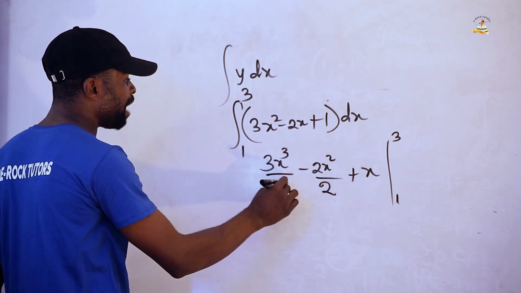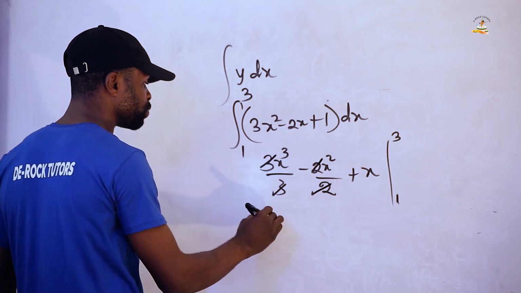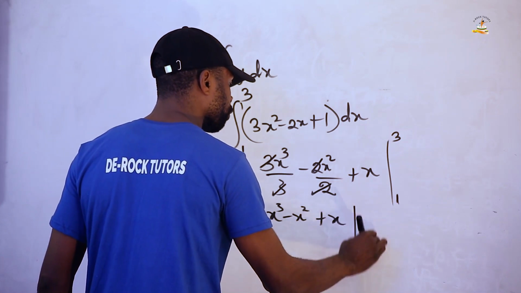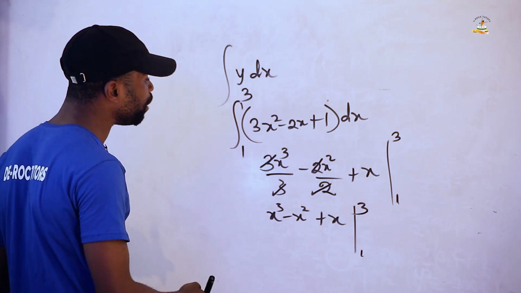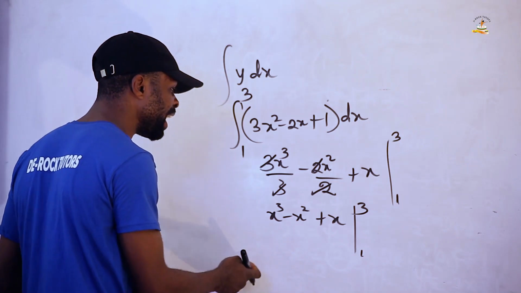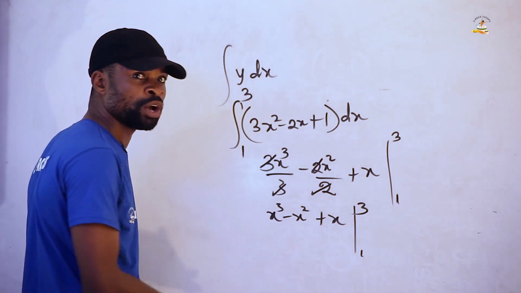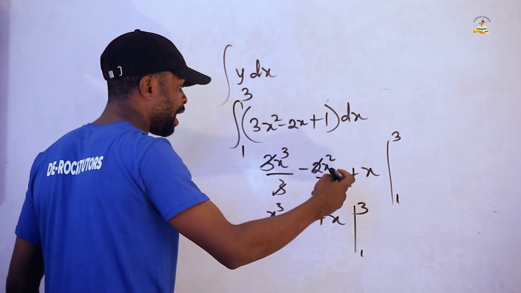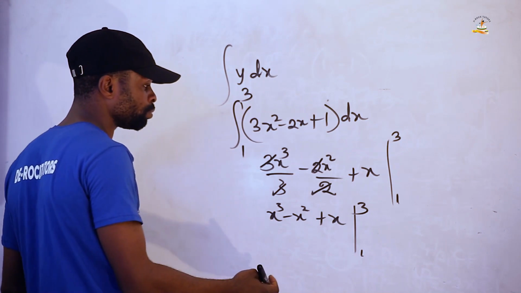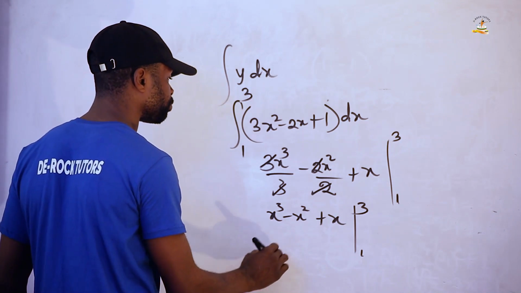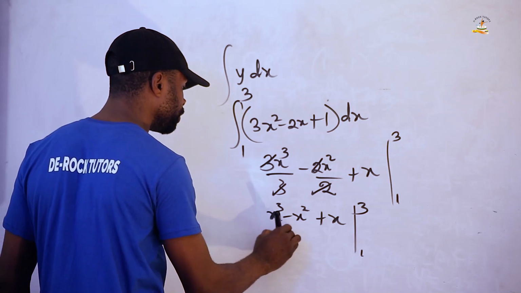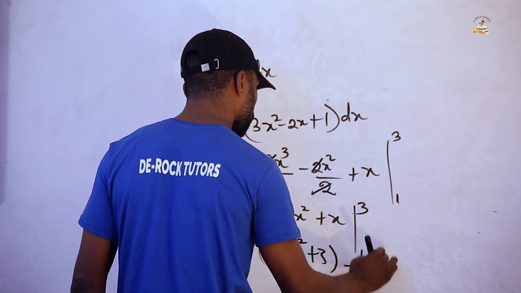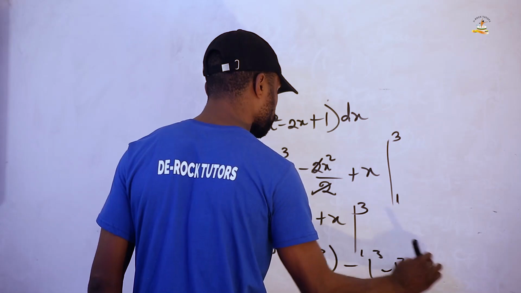From here, we have this one to take care of this. So I now have x cubed minus x squared plus x from 1 to 3. I will put the value of x equal to 3 and the value of x equal to 1. What I will just have to do is to subtract the value at x equal to 1 from that at 3. This will give us 3 cubed minus 3 squared plus 3, minus 1 cubed minus 1 squared plus 1.